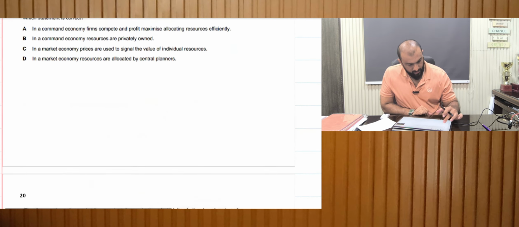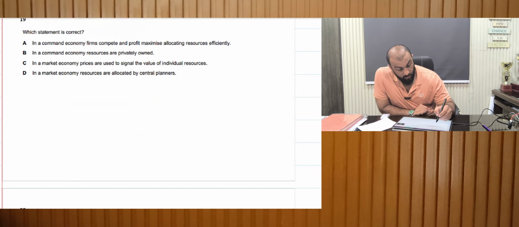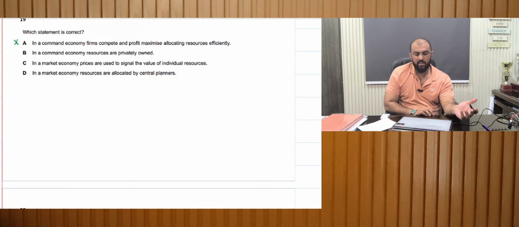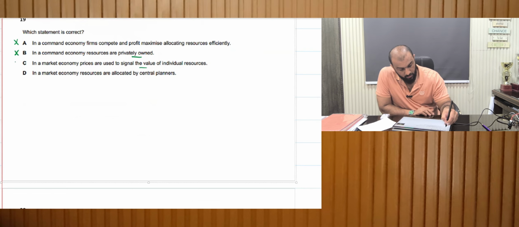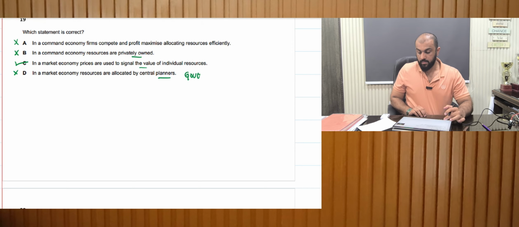Moving on, 19. Which statement is correct? In a command economy, firms compete and profit maximize allocating resources efficiently. Well, no. In a command economy or planned economy, we do not have private firms. So B is also incorrect because it's stating it's privately owned. In a market economy, prices are used to signal the value of individual resources. Yes. Economy resources are allocated by central planners, which means the government. Well, the answer is no. A very easy MCQ.